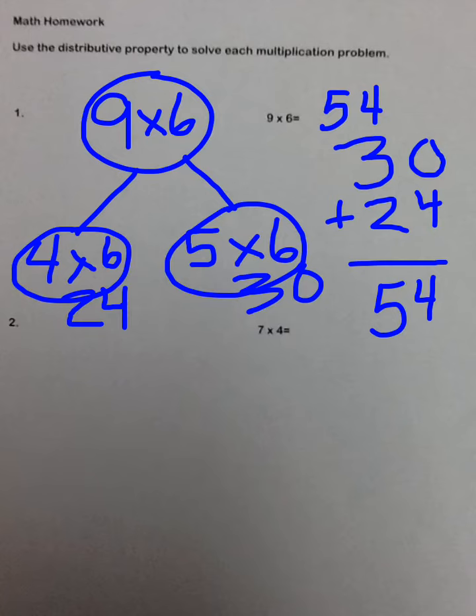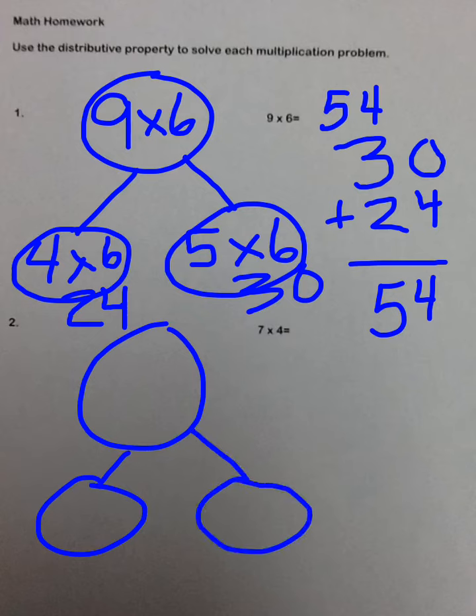Okay, I'm going to go ahead and do the same for the bottom. I'm going to draw my number bond. The top has 7 times 4. Now we're going to use a combination to add up to 7. So today we used 3 and 4.